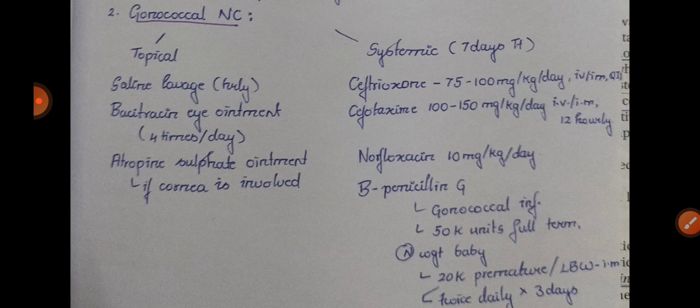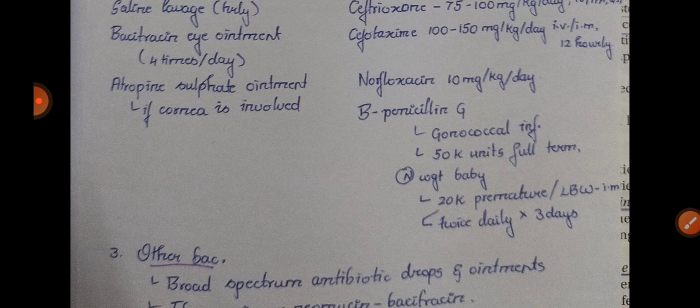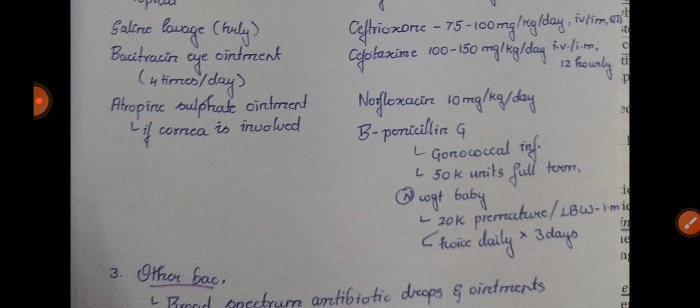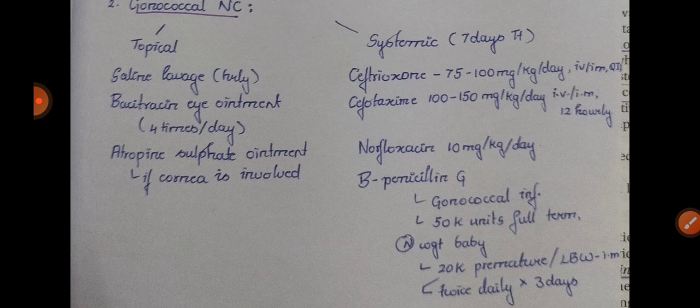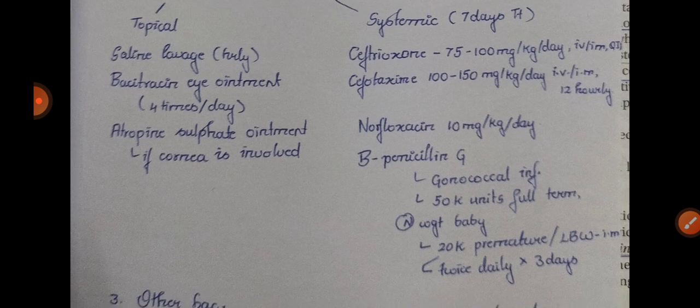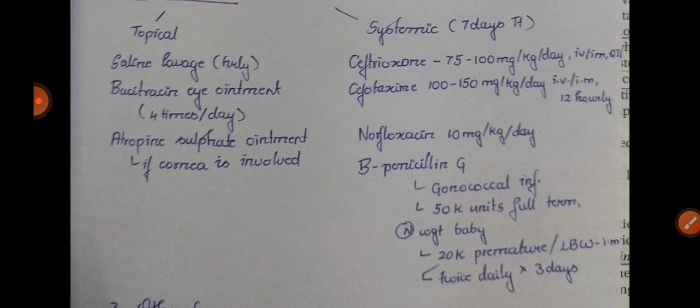Next, systemic treatment for 7 days: ceftriaxone and cefotaxime should be given in respective doses, IV or intramuscular. Next, norfloxacin 10 mg per kg per day. Next, penicillin G should be given for gonococcal infection: 50,000 units for full term, by the net weight of the baby, and 20,000 units for premature low birth weight babies. Based on dosage we will give. Ceftriaxone, cefotaxime, norfloxacin and penicillin are given systemically. For topical, we give saline lavage, bacitracin eye ointment, and atropine sulfate ointment.